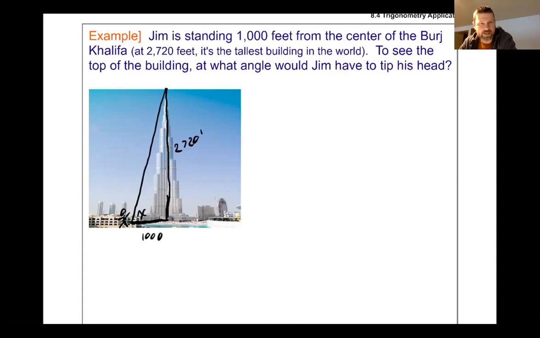All right. Once you set up the picture, rest is easy. Identify your sides. That 2720 is on the opposite side from X. So that's my opposite side. This 1,000 is right next to my angle, so that's my adjacent side. Oh, this looks like tangent again. Tangent is opposite over adjacent. So the tangent of my angle, which is X, would be the opposite side, 2,720, divided by the adjacent side.